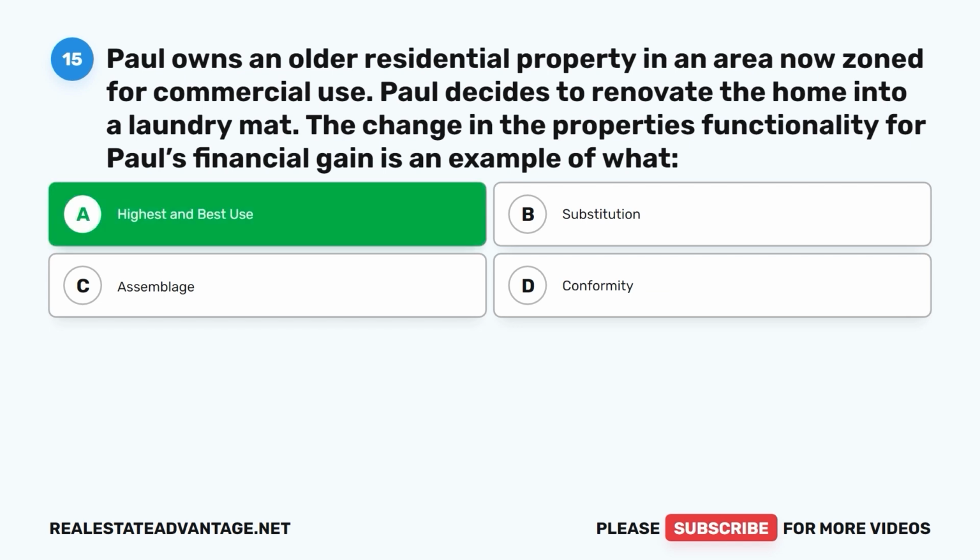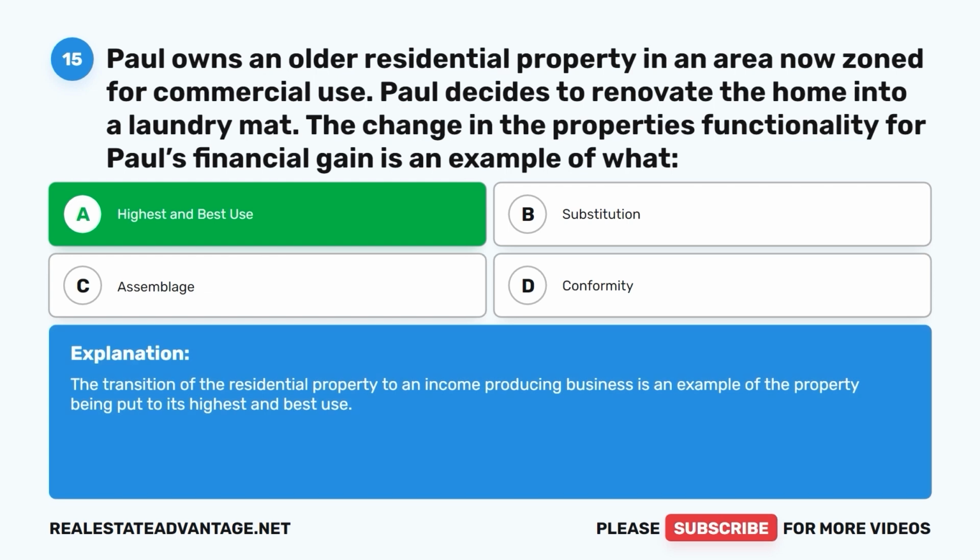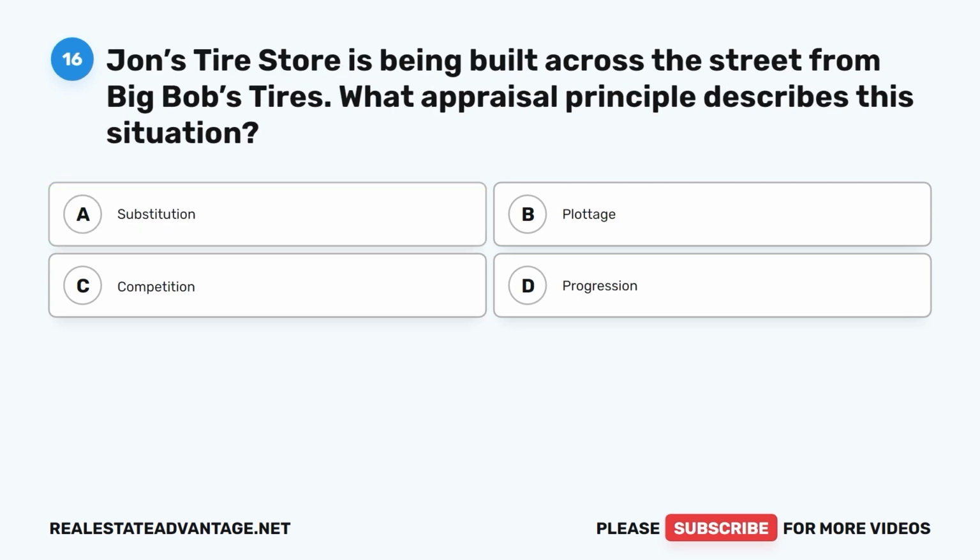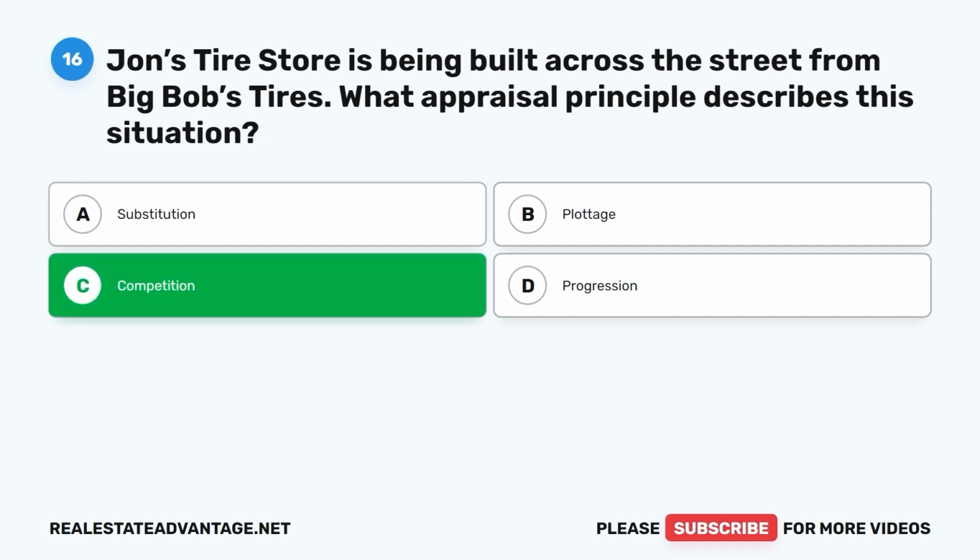Highest and best use. The transition of the residential property to an income-producing business is an example of the property being put to its highest and best use. Question 16. John's Tire Store is being built across the street from Big Bob's Tires. What appraisal principle describes this situation? A. Substitution. B. Plottage. C. Competition. D. Progression. The correct answer is C.